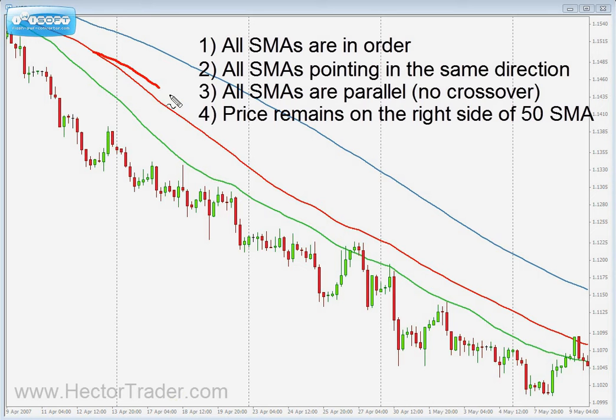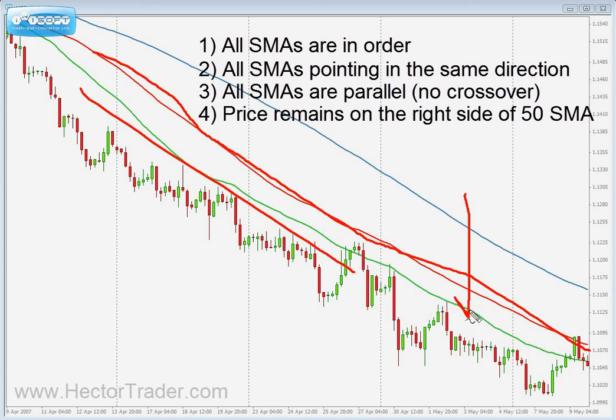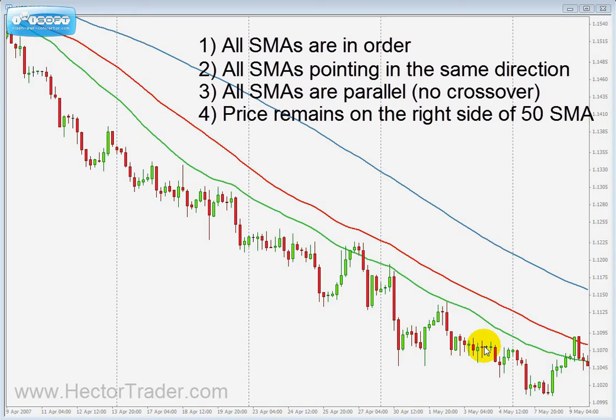Basically what we want is the 50 simple moving average holding price on the right end of the trend, meaning below the 50, in this case, since we are in a downtrend. Now, the fifth condition is that the 100 simple moving average has never been breached. In my opinion, this is an important condition. I want the 100 moving average to never be touched, never violated, and price being nowhere near it, in fact.